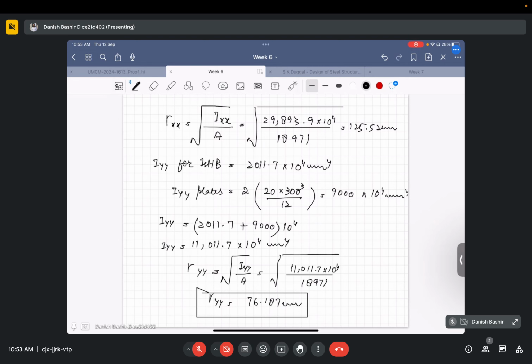I hope you got this point. This is a very basic numerical. You might be asked this numerical in your examination.